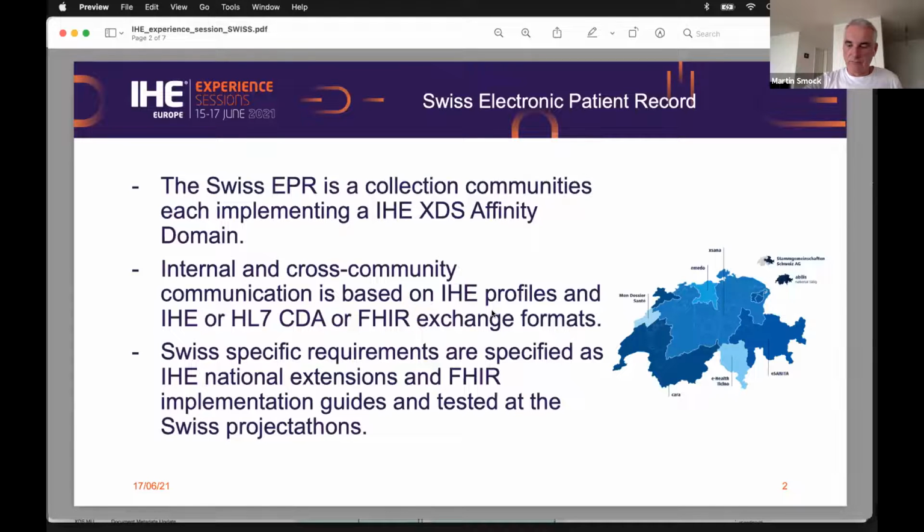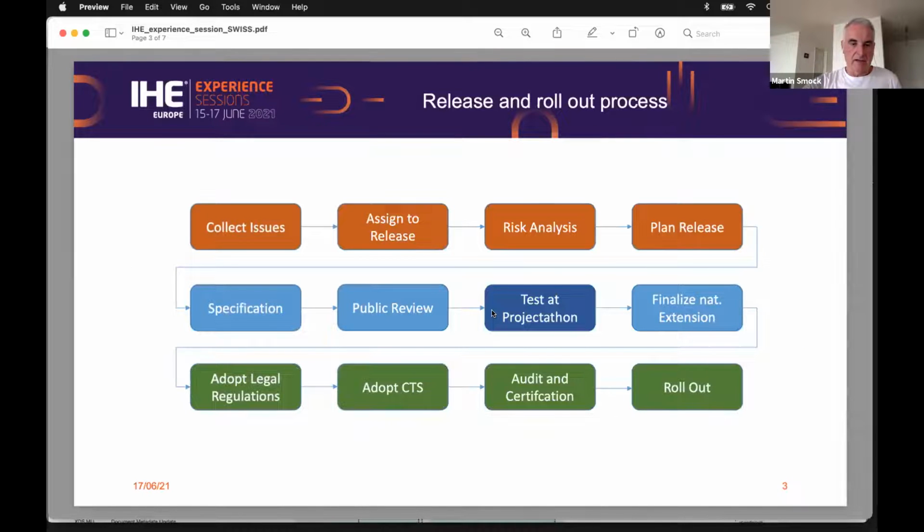One of the important parts of the overall release management or rollout process for specific use cases on this national infrastructure are the Swiss Projectathons. All the processes we implement are tested first on at least 2 different Projectathons. And you might get an idea of how we do that.